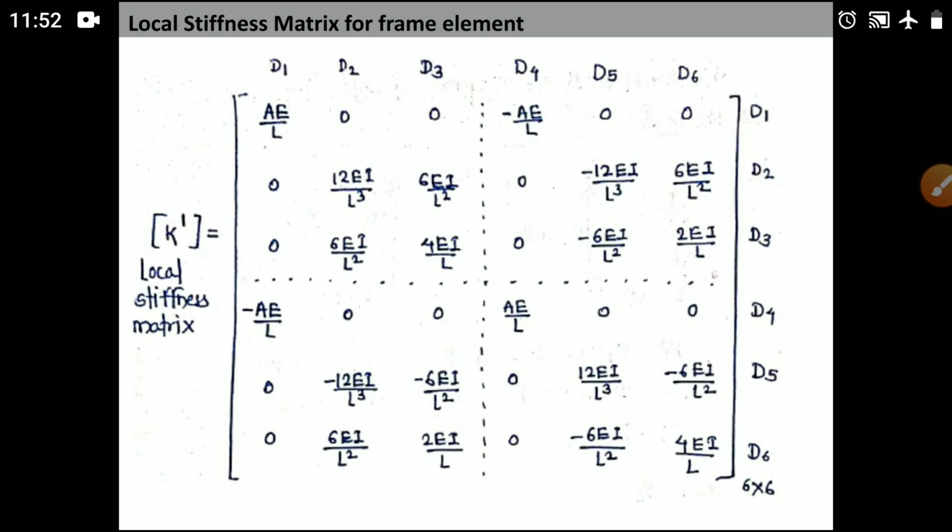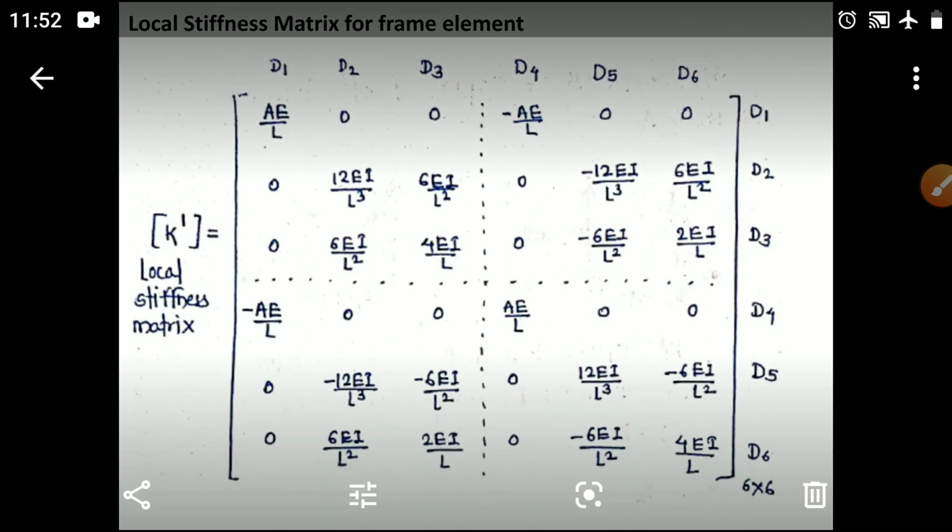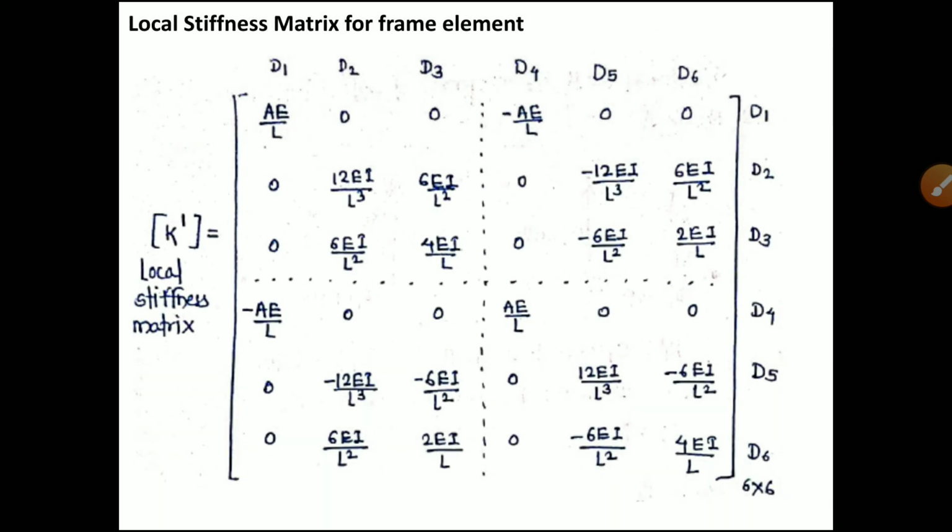This way we have completed the half part of the derivation of the standard stiffness matrix for the frame element. So this is K dash, the local stiffness matrix. In the next video we will see the transformation matrix, that is converting this local coordinate system into the global coordinate system. Thank you.